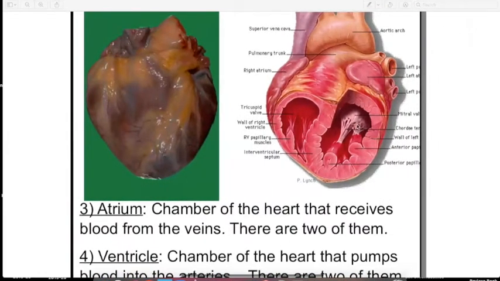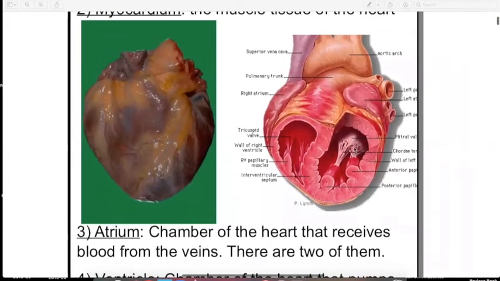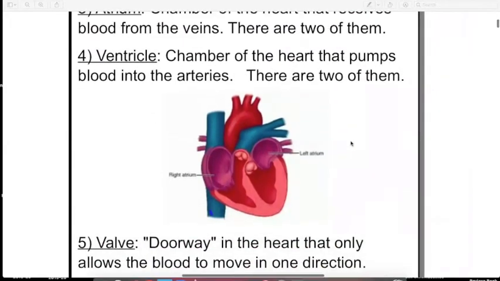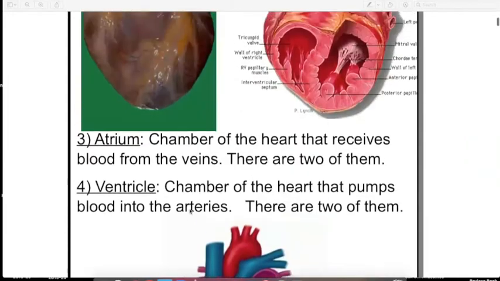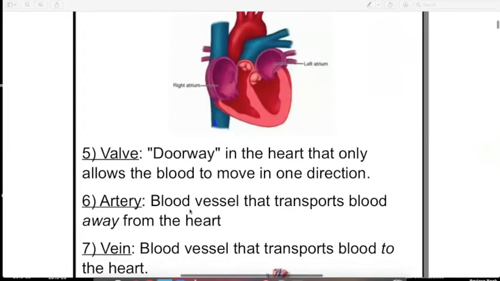Notice that the ventricles have this netting in here. That netting is blocking the doorway to the atria. So the atrium, we can't see the atria. They're up here, and blood comes in through the netting, but that netting is going to prevent it from coming back out. Same thing on this side. It can come in, but it can't go back out. This netting is called a valve, a doorway into the heart that only allows blood to move in one direction.